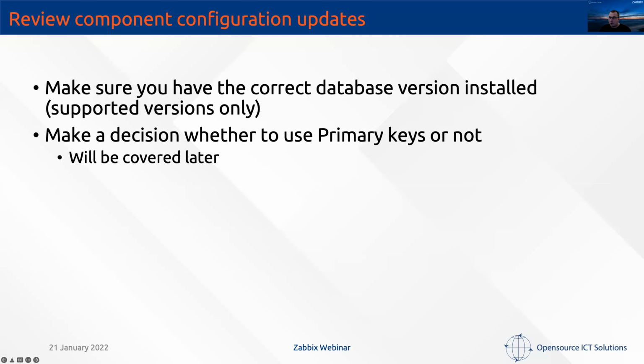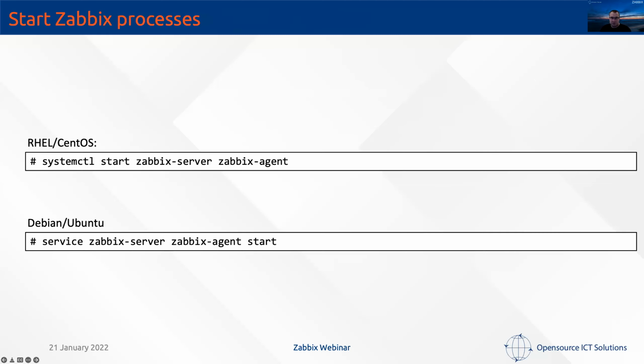Okay, once this part is done as well, start the Zabbix server, start the Zabbix agent. systemctl start zabbix-server zabbix-agent. Debian, Ubuntu, roughly the same command, service zabbix-server zabbix-agent start. At this moment, we start the Zabbix process, and the Zabbix server will actually do an internal upgrade of the database.